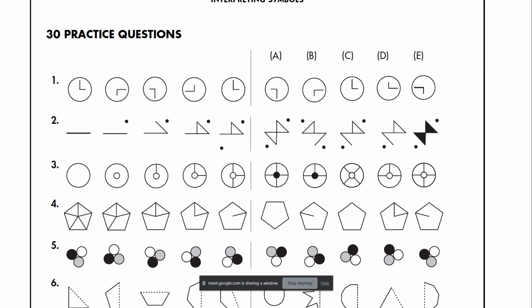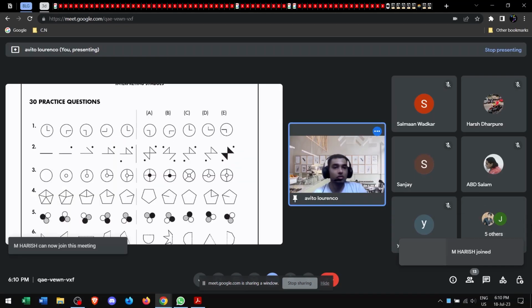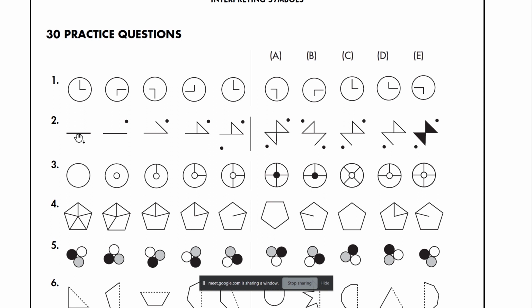Next, we come to the second one. So first we have just a line. One second, someone wants to join in. Okay. So first we have just a line, next we have a line and a dot, and it carries on. So who's going to pull up what's the correct answer for this one along with the logic?